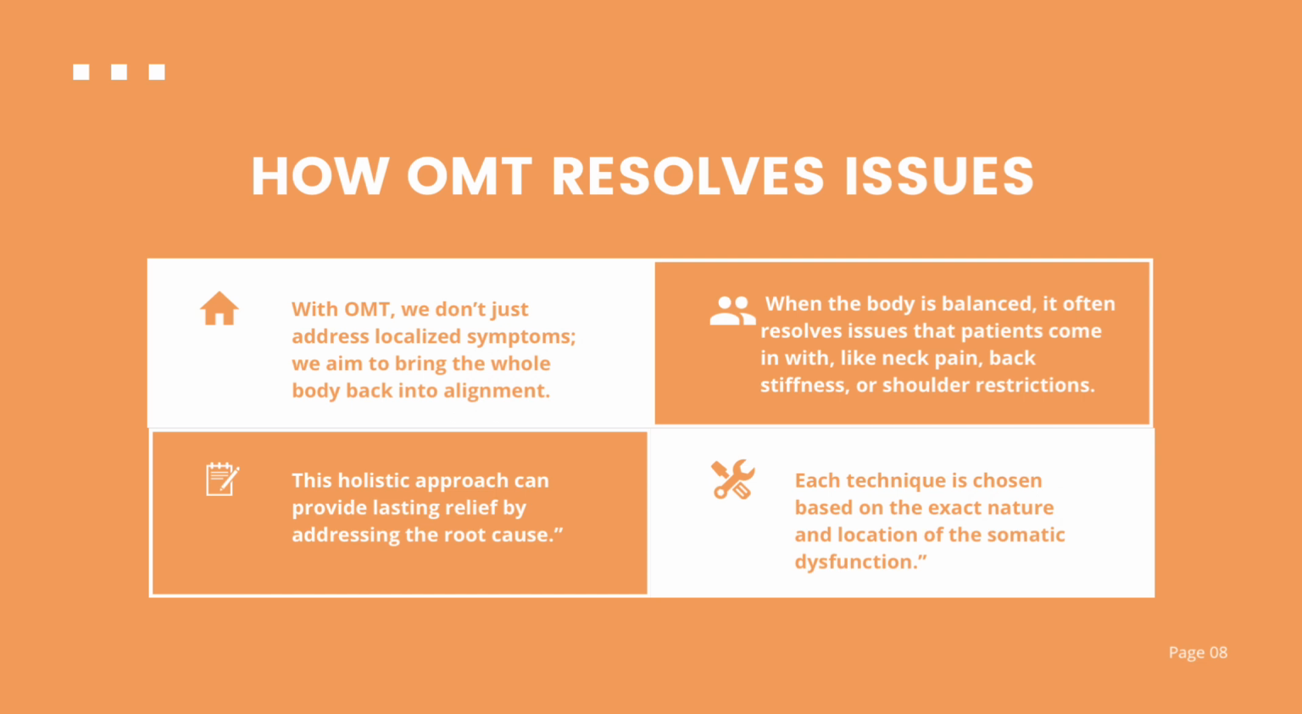How OMT resolves issues. With OMT, we don't just address localized symptoms, we aim to restore the body's natural balance. This holistic approach can provide lasting relief by addressing the root cause. When the body is balanced, it often resolves issues that patients come in with, like neck pain, back stiffness, or shoulder restrictions. Each technique is chosen based on the exact nature and location of the osteopathic lesion.